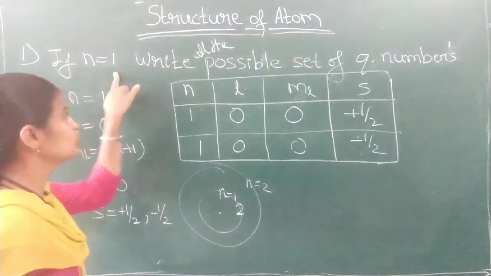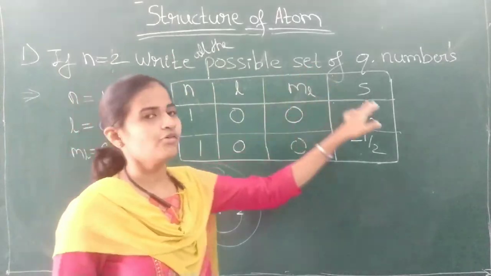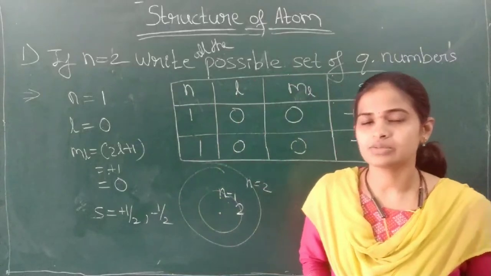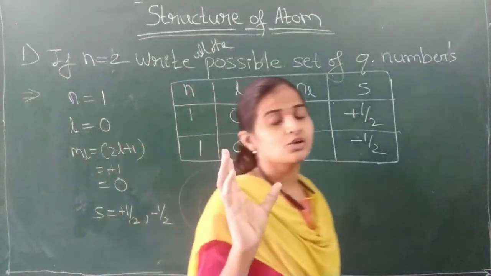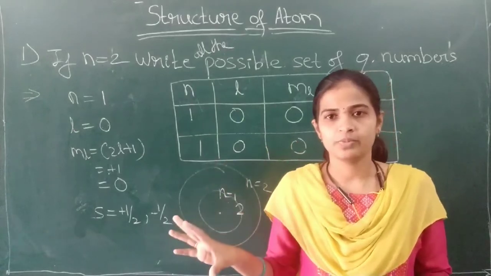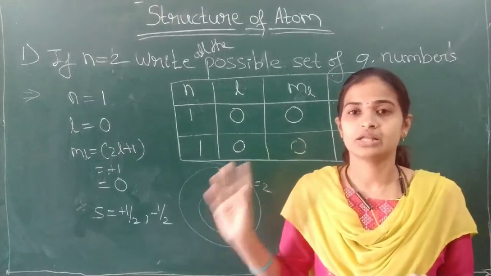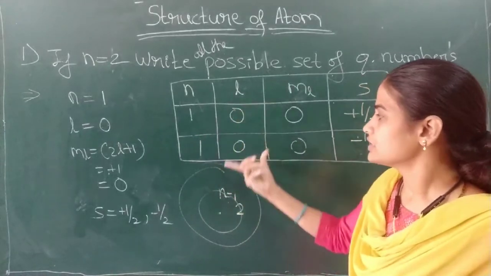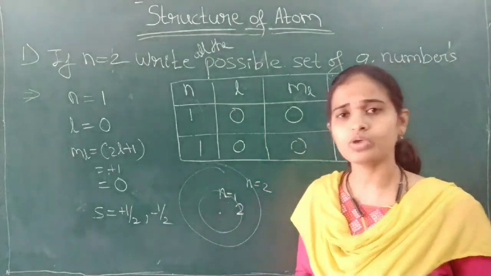Okay, we take a second example. If n is equal to 2, write all the possible set of quantum numbers. Will you try it? n is equal to 2 means how many electrons will be there in the second shell, students? 8 electrons will be there. Like how I have written the address for 2 electrons, you have to write the address for 8 electrons. And care is to be taken that not any 2 sets have the similar values. Will you try it?